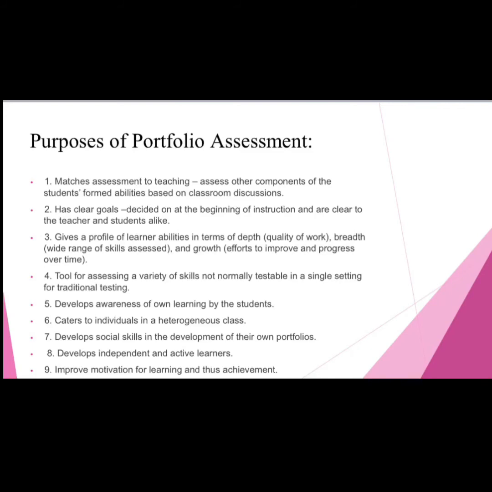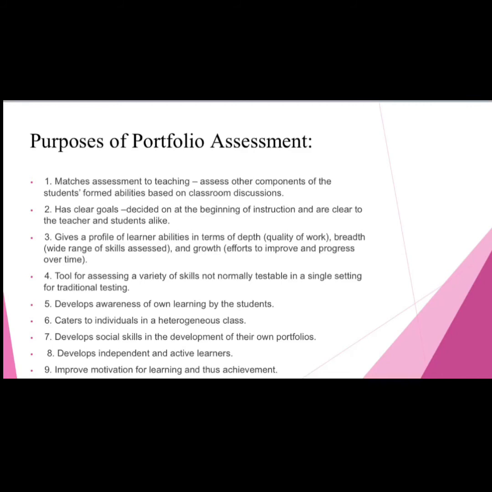And number two, has a clear goals. Decide on the beginning of instructions and are clear to the teachers and students alike. So during the discussions, teachers must need to ensure that the instructions are clear and students was easily to catch up on it. And number three, gives a profile of learner abilities in terms of depth, grade, and growth. Number four, total of assessing a variety of skills not normally stable in a single getting for a traditional testing.